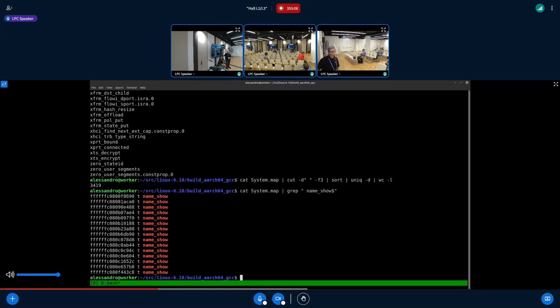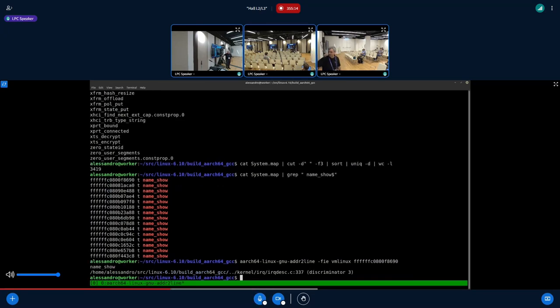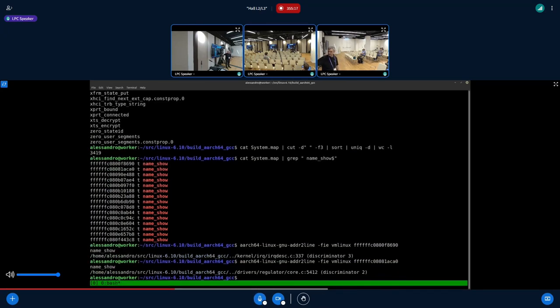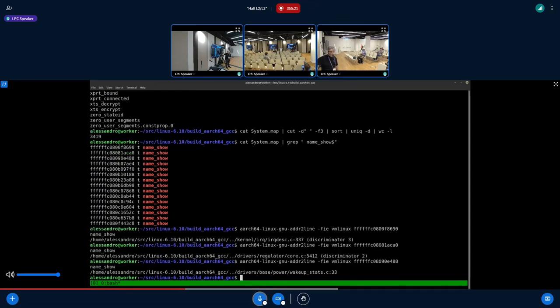Now, the next question is understanding if these functions are actually the same function or different functions. And here you can see that these functions come from different files, which means that they have the same name, but they are actually different functions. So what else can we expect from this kind of thing? Let's see, for example, another source of duplicates.